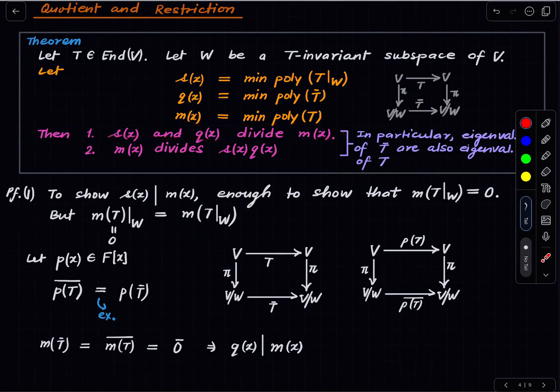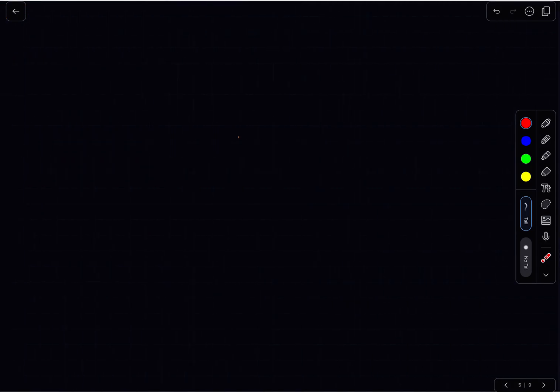Okay. So now we will prove the second part, which is that M(x) divides this. And again, to do this, we will just show that S(T)Q(T) is 0, because the substitution of T in place of x in this polynomial is the same as S(T) composed with Q(T). So we will just show that this is the case. And to do that, first we have a claim.